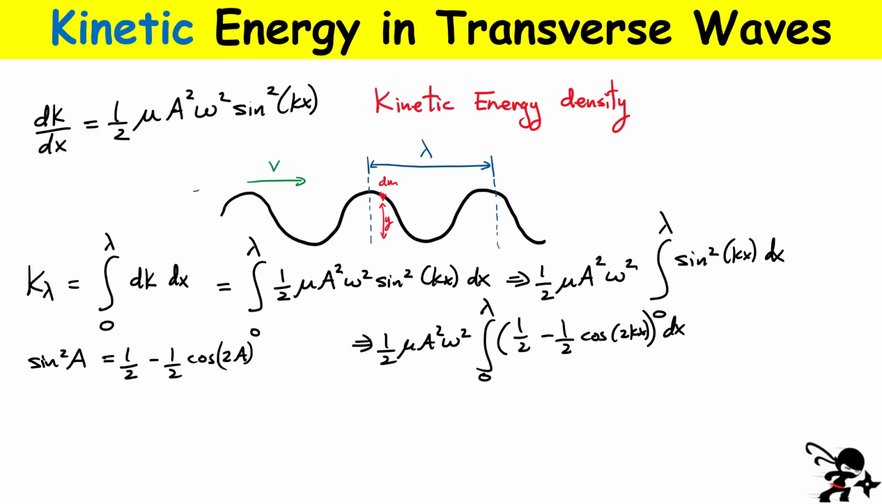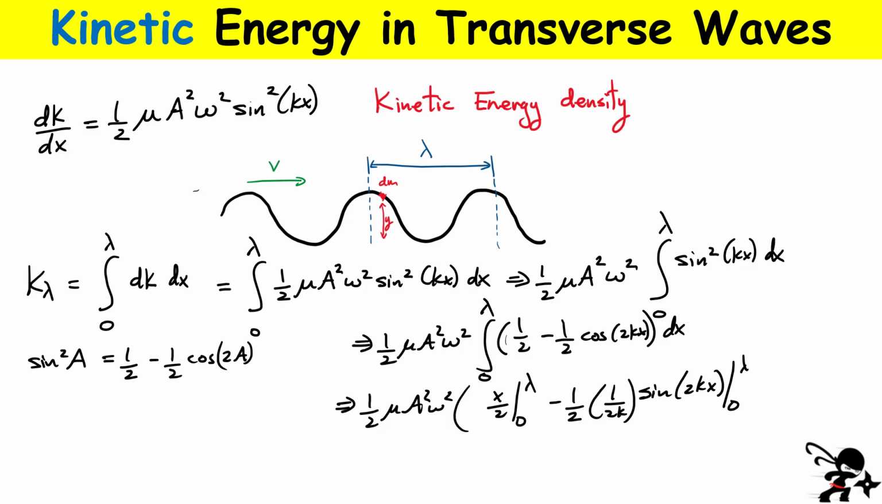Now this is a pretty straightforward integral to evaluate. There's 2 terms, so you have to be a little bit careful. Go ahead and do that. So you get 1/2 mu a squared omega squared. The first term is pretty straightforward. First term, all you get here is x over 2 evaluated between both of those limits. And our second term now is going to be minus 1/2. The integral of cosine is sine, and you have to divide through by 2k, and this becomes sine of 2kx, again evaluated between both of those limits.